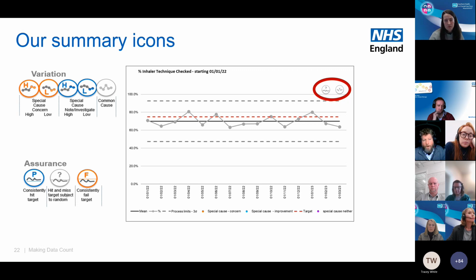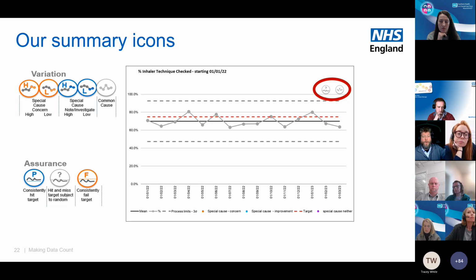If you haven't got a target on your data, you will always get this one variation icon, and it will pop up in the top right hand corner there, and it will be either orange or blue or grey. And we've also got a purple, but I don't think we go into that too much today. That is for when there is special cause variation, but we haven't assigned a direction of improvement or direction of travel.